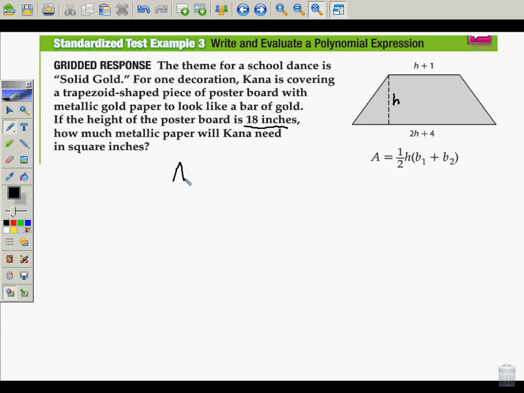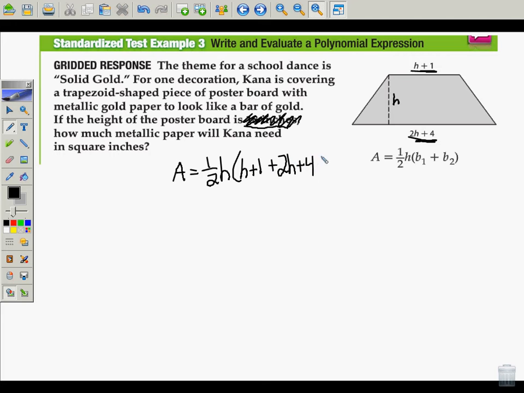So we're going to start out ignoring this 18 inches, and we're going to say, well, we know these variables, so let's try to find what the area would be based off those variables. Well, the area would be 1/2 times the height times the quantity of base 1 plus base 2. Here's base 1, there's base 2. Now you may be wondering, does it matter which one's base 1, which one's base 2? Obviously not, because we're just adding them together, and order does not matter for addition. So I've got in parentheses h plus 1 plus 2h plus 4, just adding base 1 plus base 2.